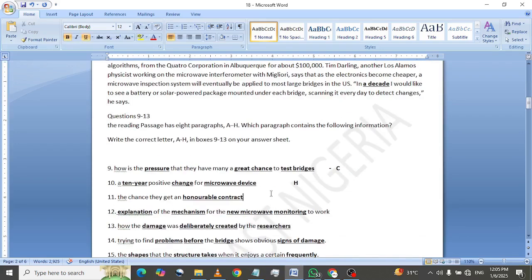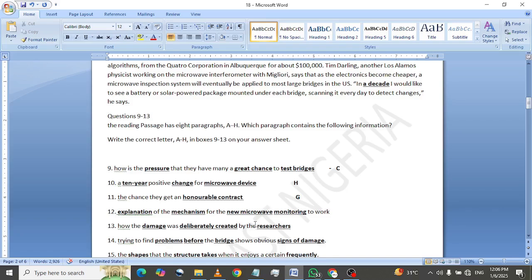So here will be G, because they accepted the guy's method. So if they accept it, there's a high chance that they will give him his honorable contract. Okay, so let's go to number 12 now.